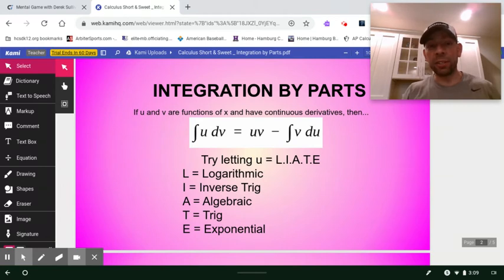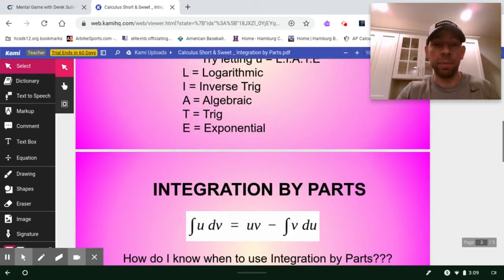And I usually like to start with my u. Okay, I'm going to let u equal a log function if I have it. If not, I'm going to look for inverse trig functions like arcsine, arctangent, or I'll look for an algebraic function like x squared, or a trig function or an exponential function. Then what you want to keep in mind is dv has got to be everything else that's left over. Okay, everything has to be accounted for in either the u or the dv statement.